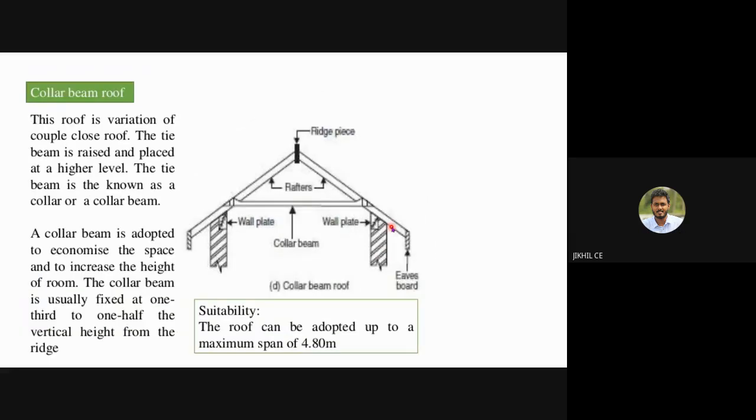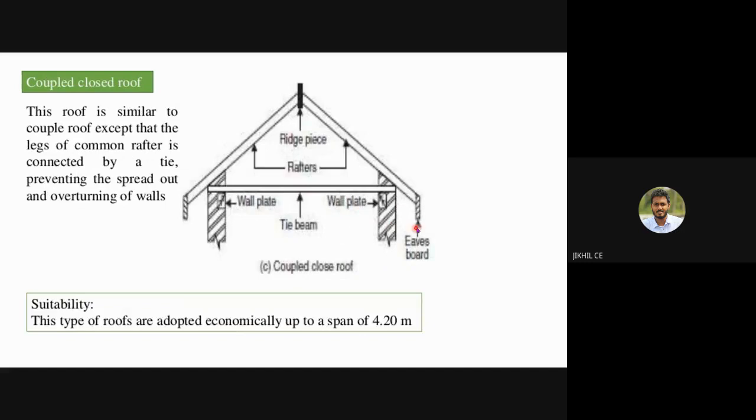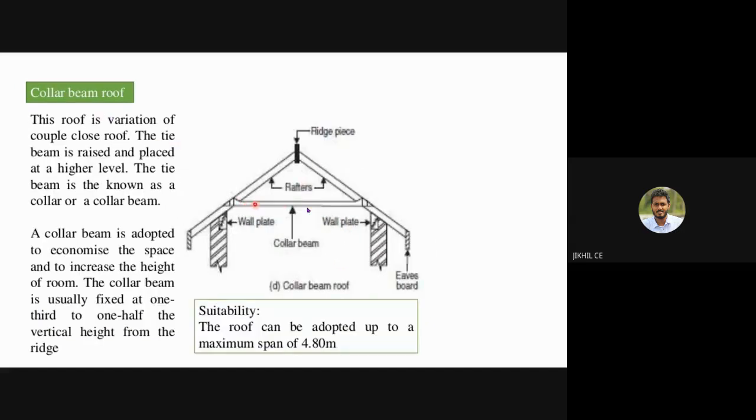And then you have the collar beam roof. Compared to the previous one, the tie beam is lifted up, so the tie beam is provided at a high elevation. This roof is a variation of the coupled closed roof. The tie beam is raised and placed at a higher level. This type of beam is called the collar beam. At the level of the wall, it is called a tie beam. When it's raised, it is called the collar beam.